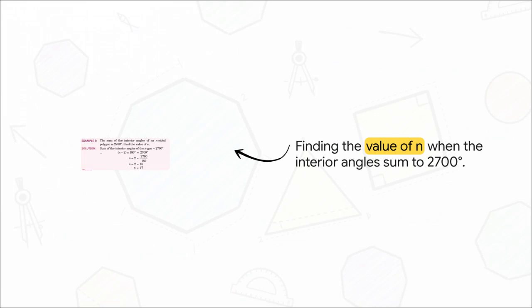We set our formula, n-2 times 180 equal to 2,700. First, divide 2,700 by 180, which gives us 15. So n-2 equals 15. Add 2 to both sides, and there we have it. Our mystery shape is a 17-sided polygon, a 17-gon.